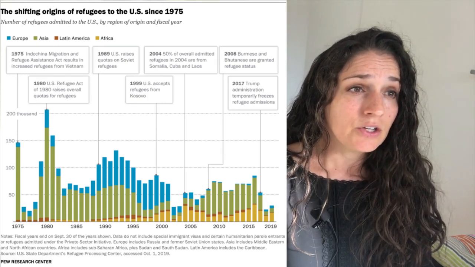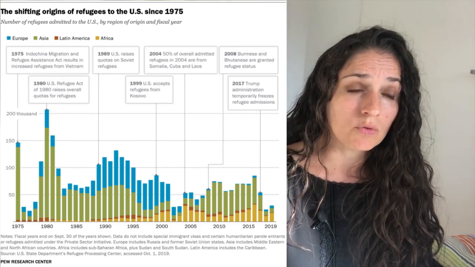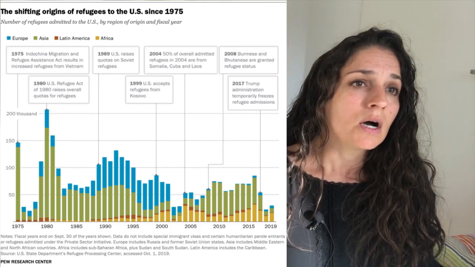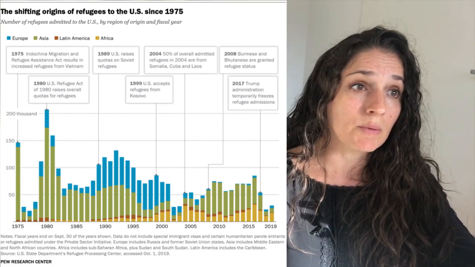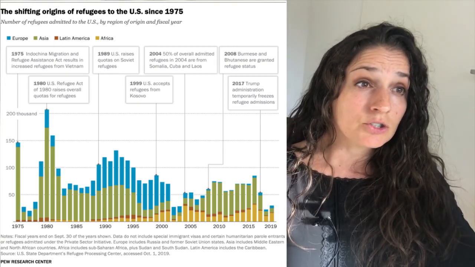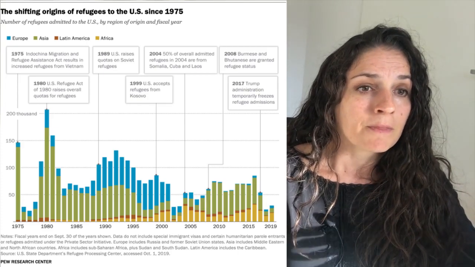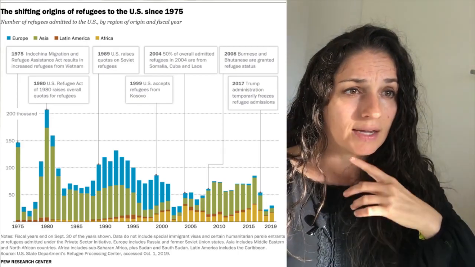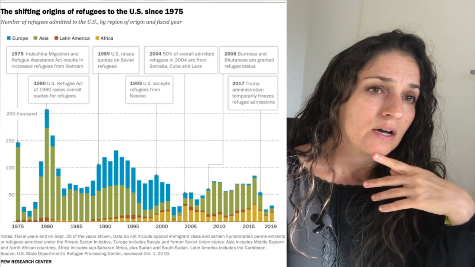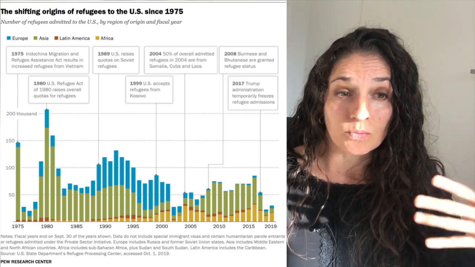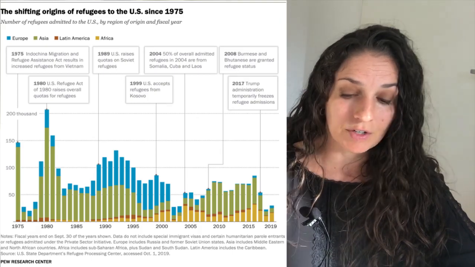In 1980, you saw the U.S. Refugee Act, which raised the overall quotas for refugees. So you also see a larger number of refugees at that period. This graph also shows you where refugees are coming from. You can see that there have been a substantial number of refugees from Europe over time, but also Asia and Africa, with fewer refugees from Latin America. And you can also see what's happening in modern day times and how the numbers have decreased, but I'll come back to that in another video.